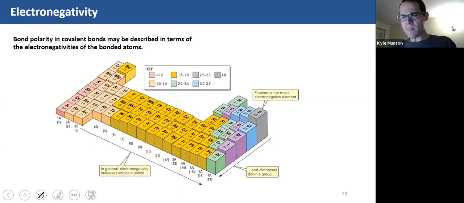Okay, so here's another trend in the periodic table, or another thing we can glean from the periodic table, something called electronegativity. Bond polarity in covalent bonds may be described in terms of electronegativities of the bonded atoms. So this is a whole list of electronegativities here. It shows the trends, and you can have a table like this. There's some in your textbook as well that list all the electronegativities of the elements. We're going to use this as we talk about whether a bond is polar, nonpolar, sharing, not sharing, etc.